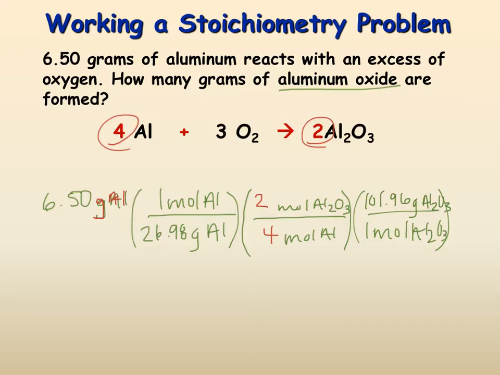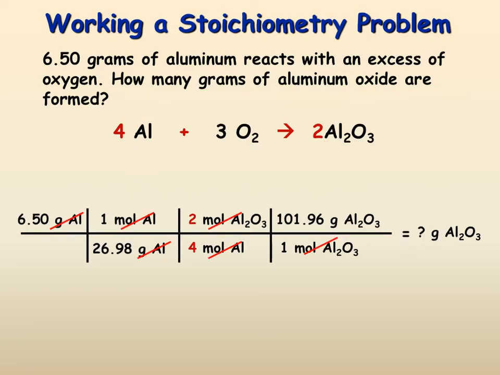I know I have set this up right if I can go through and cancel out all of the units and the compounds and end with grams of aluminum oxide. If I did it right, then that'll happen. If I did it wrong, then I'm going to get something else. So grams of aluminum, moles of aluminum, moles of aluminum, moles of aluminum oxide, moles of aluminum oxide. My end is grams of aluminum oxide.